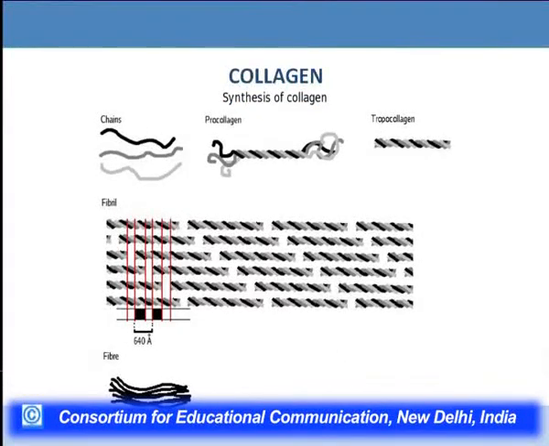Now, this particular panel shows us the collagen. As we can see, there are 3 polypeptides which are interwoven together, and there is a helical region, and these moieties made up of 3 polypeptides are then arranged together in a staggered fashion, leading to formation of one fiber, and this fiber might have a number of collagen molecules arranged end to end and in a staggered fashion, which gives it a very high mechanical strength.